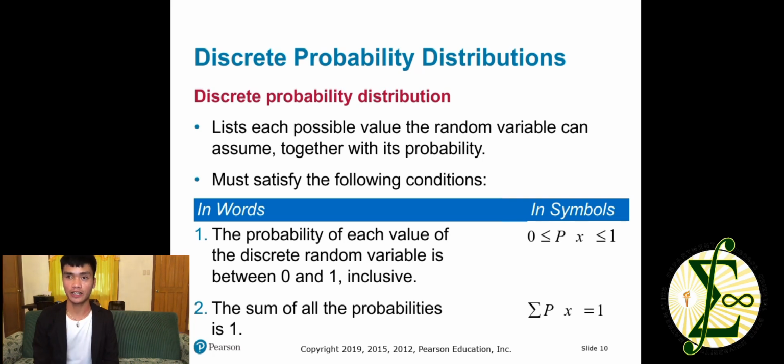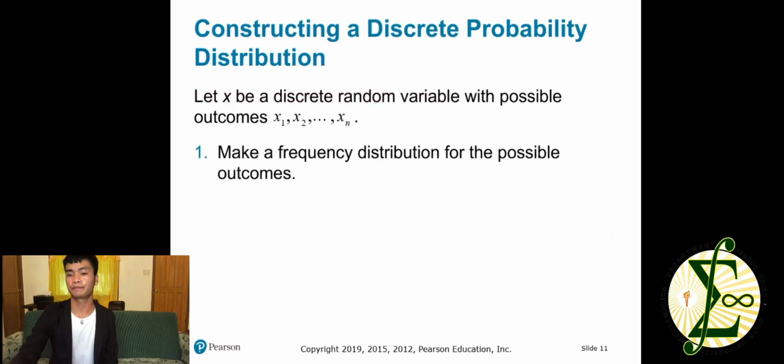In the future, if you find that the sum of all the probabilities is 1, but the value of each discrete random variable is not between 0 and 1, still it is not a discrete probability distribution because a discrete probability distribution must satisfy these two conditions. Let's proceed.